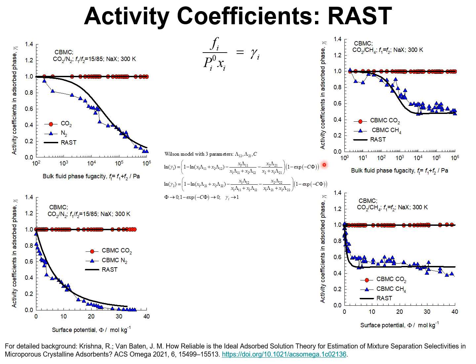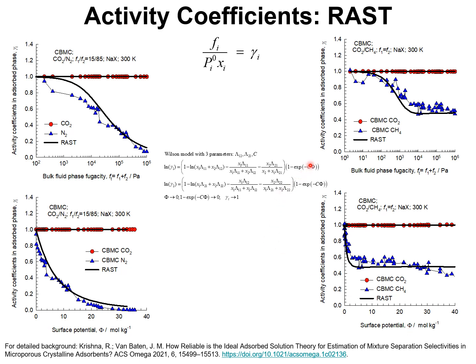And that is the reason we introduce the correction factor 1 minus exponent minus C times phi, because with decreasing bulk phase fugacity, the surface potential also decreases to vanishingly small values, and the value of phi for mixture adsorption calculated from the IAST is the same as that for mixture adsorption using the RAST.